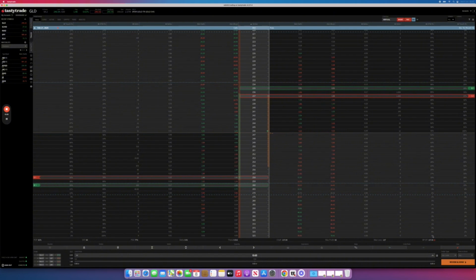Our buying power requirement is now only $137. Our P50 is 75%. And this is how you can find and manipulate positions to fit inside your portfolio to give you high probabilities of success. And you can do the same thing for any underlying. It doesn't matter what the underlying is. Any underlying, you follow this, and it will work for every single underlying.